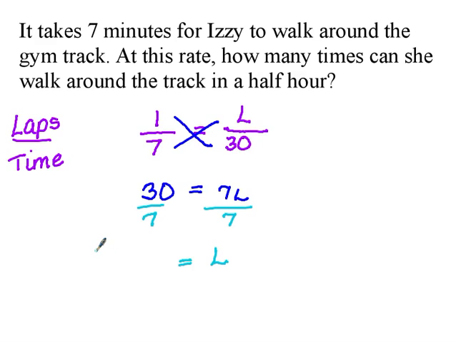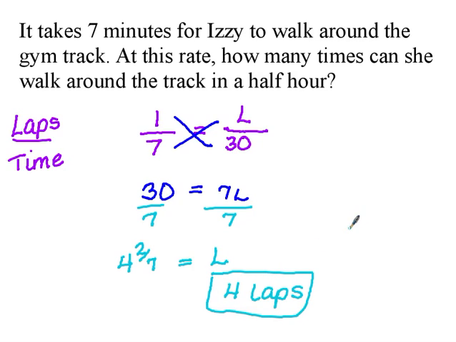Now this one you're obviously going to get a decimal, or you could get a fraction, which is going to be 4 2/7. So how many laps could she walk? 4 laps. It didn't say how many partial laps, it just said how many laps. So what you're going to do is use the nearest whole number. Now one of the things with these is they don't round up. So if it would have been like 4 6/7, you wouldn't have rounded up to 5.